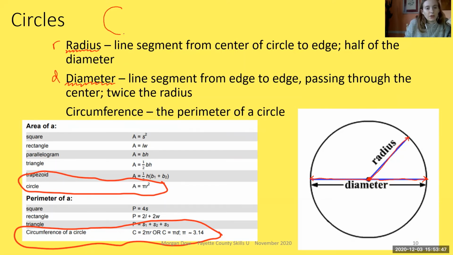So let's say we have a circle and the radius of my circle is 3 inches. What would the diameter of that circle be? The diameter would be 6 inches. Let's say I had a circle and I know that the diameter is 8 centimeters. What would the radius be? The radius would be 4 centimeters.